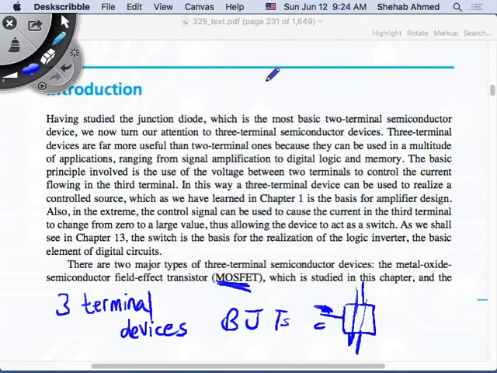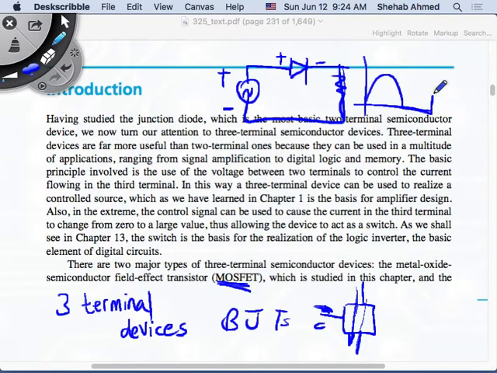If I had a rectifier in the diode application, fine. I was limited to the fact that as soon as this voltage is positive with respect to this, this diode was going to start conducting. But what if I didn't want that? Because what this gave us was a half-wave rectifier, right? That's what this gave us. But what if I don't want that? What if I want something that looks like this?